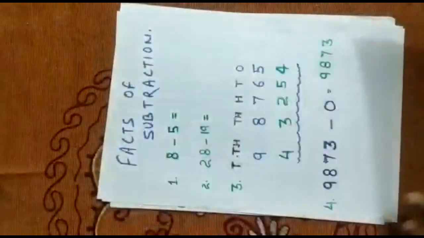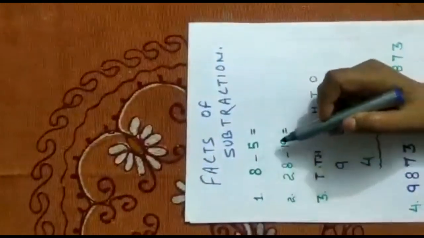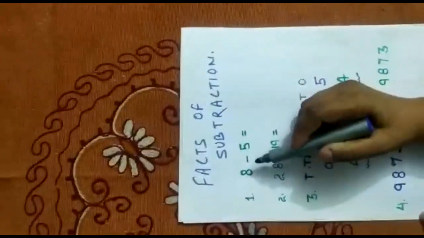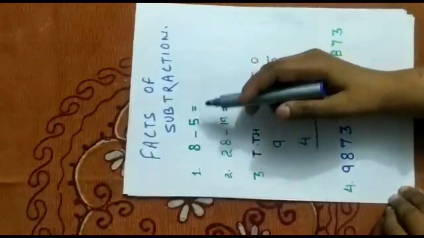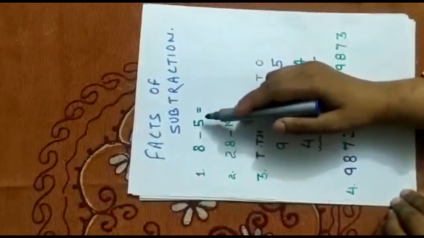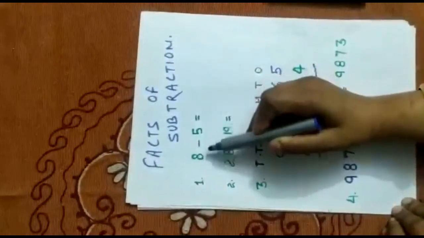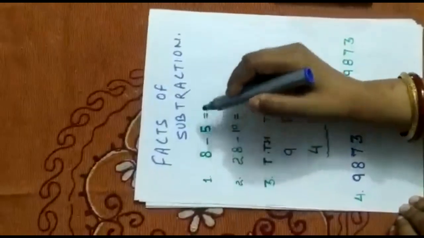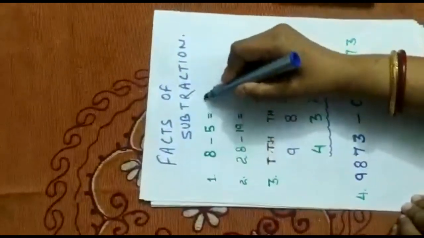Now children, facts of subtraction. Let's come to the first fact. The subtraction of small numbers is always written horizontally. So here the numbers are written horizontally. We have to subtract: 5 is subtracted from 8. 8 minus 5 is 3.